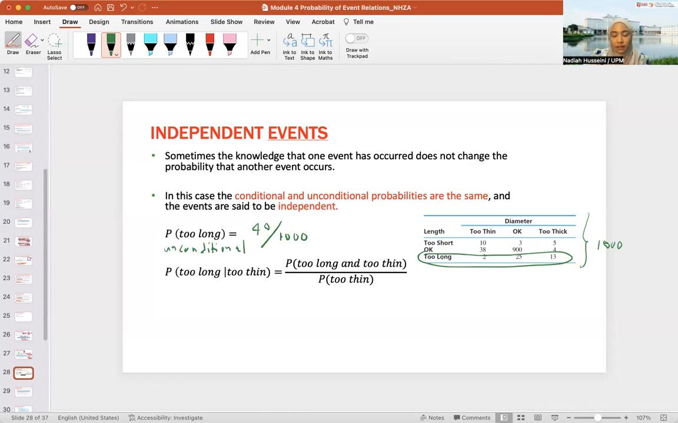I hope you can understand my handwriting. And then now we have to find out the probability that it is too long given that it is too thin. And they already put the equation here for us. We just have to put the values inside. So P of too long and too thin. What is the probability that it is too long and also too thin? It is just 2 out of the 1,000 samples. And then probability of too thin is this one over here: 10 plus 38 plus 2. So it is 50 out of the 1,000 samples.